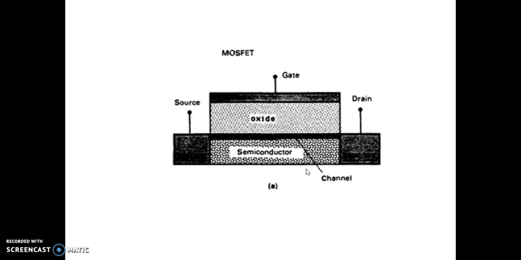In this kind of field effect transistor, the channel is created by the electron gas or by the hole gas induced by the gate voltage into the semiconductor at the silicon insulator interface.